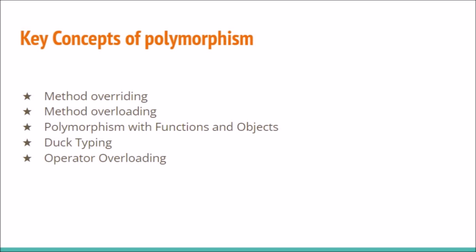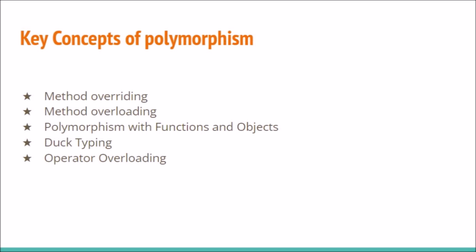Method overloading, also known as runtime polymorphism. In many languages, method overloading allows multiple methods with the same name but different parameters. Python does not support method overloading by default, but you can achieve similar behavior using default parameters or variable length arguments.